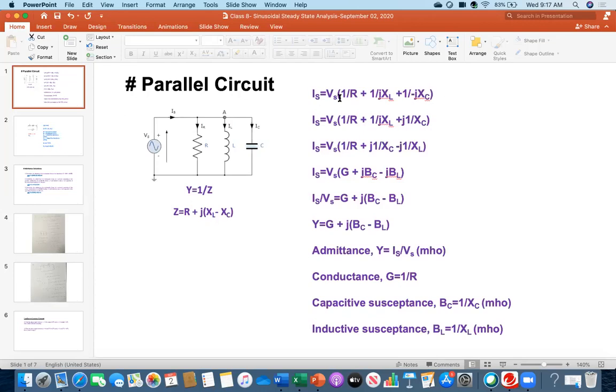Everybody, is the first equation clear to you? Yes. Yes, okay, great.